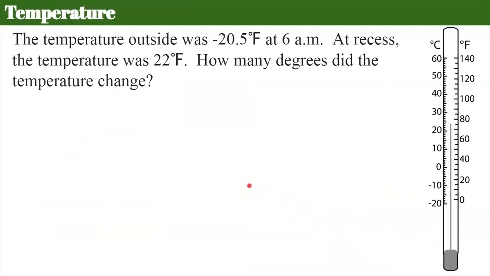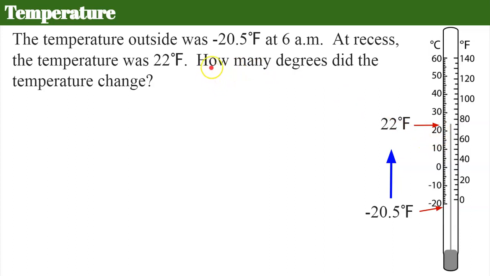Let's look at some real-world problems that involve subtracting rational numbers. Let's talk about temperature. Think of a thermometer as a vertical number line. The temperature outside was negative 20.5 degrees Fahrenheit at 6 a.m. Let's put that on our thermometer. So right about here. At recess time, the temperature was now 22 degrees Fahrenheit. Let's go to our thermometer. It's rising, right? It went up, it got warmer, and now it's about 22 degrees.